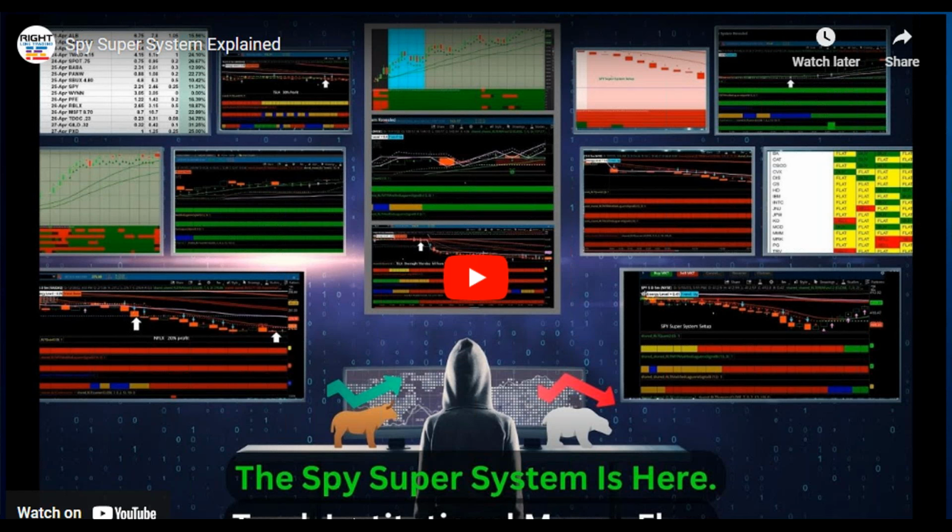This is really critical to being a consistently profitable trader. Knowing when the institutions are trading and when they're not is going to make a huge difference in your trading, and it can easily turn you from a break-even or a losing trader into a profitable one.